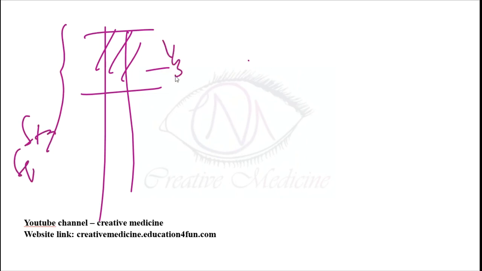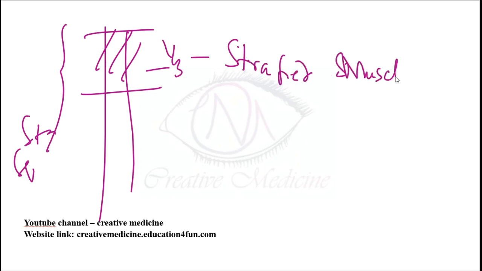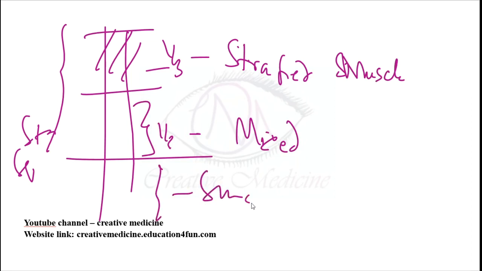The upper 1/3 has striated muscle fibers. The middle 1/3 has mixed fibers, and the lower 1/3 has smooth muscle fibers. So in the middle 1/3 there is a slow transition from striated muscle fibers to smooth muscle fibers.